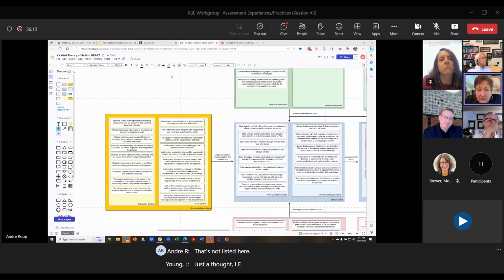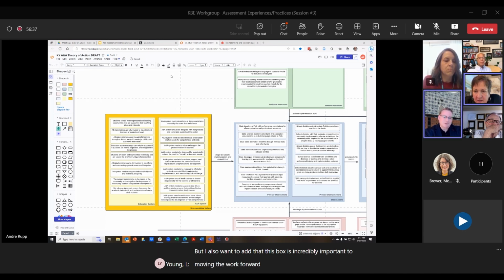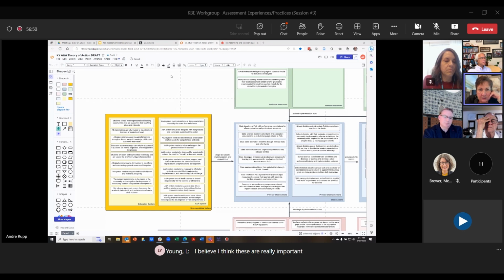Just a thought. I love all of these. I wonder though if we shouldn't concentrate more on the right-hand column, the assessment and accountability ones, for the sake of parsimony and clarity as we move forward. But I also want to add that this box is incredibly important to moving the work forward. This shared set of values and beliefs will garner a great deal of momentum and forward motion for us, I believe. I think these are really important statements.